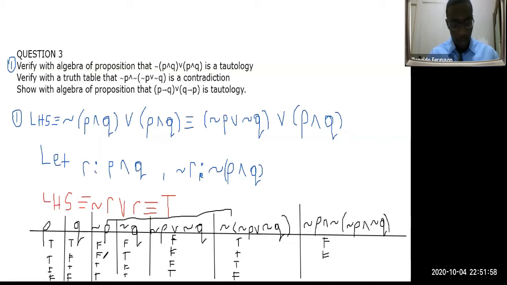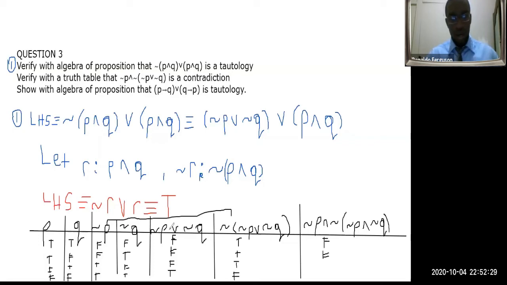So not P right here is true. This table right here is true. Right, something is off. So let's look at this again. Not P is going to be false, false, true, true. Not Q is going to be false, true, false, true. So not P. Oh, here's the mistake.